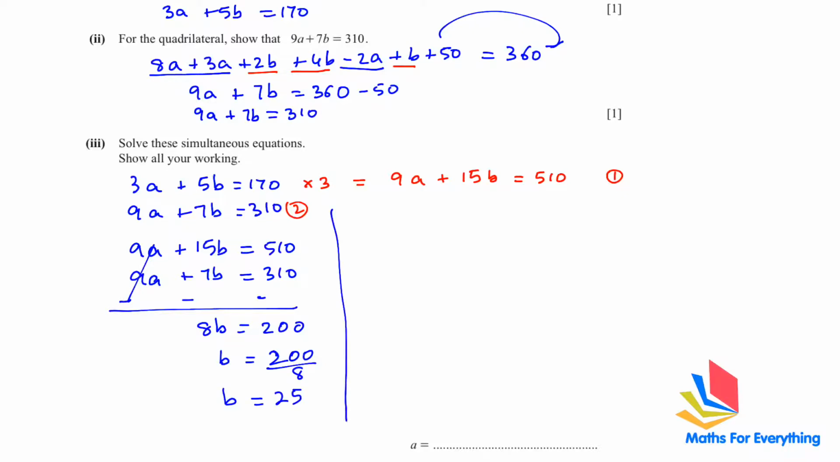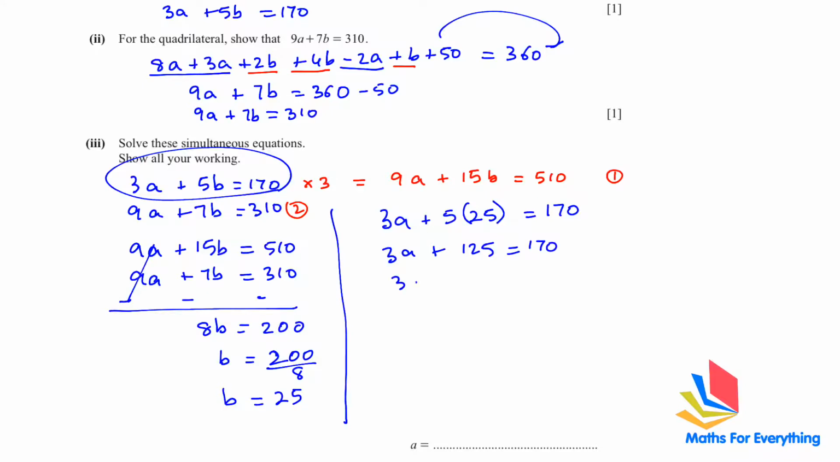Now substitute in any equation you want. I will substitute in this equation. So 3a plus 5 in place of b, substitute 25 is equal to 170. 3a plus 125 is equal to 170. Let's bring the 125 to the other side. It will be a negative.